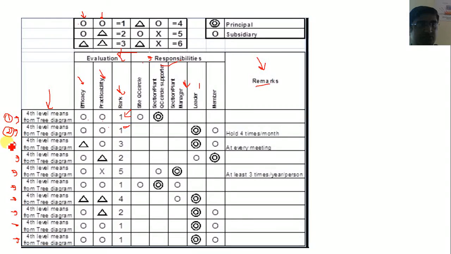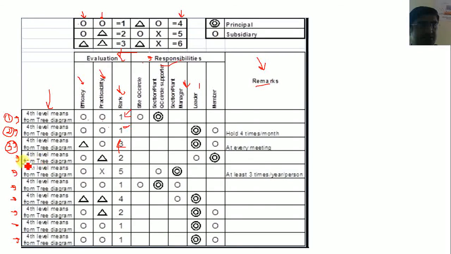And here in the case of a third mean, you can see it has the value of efficiency as satisfactory, and it has the value of practicability as O. So it means that delta plus O is equal to rank 4. Oh, sorry, here you can see delta plus O. So instead of 3, here we have to place the rank 4, not 3. Here you can see delta plus O is equal to 4.